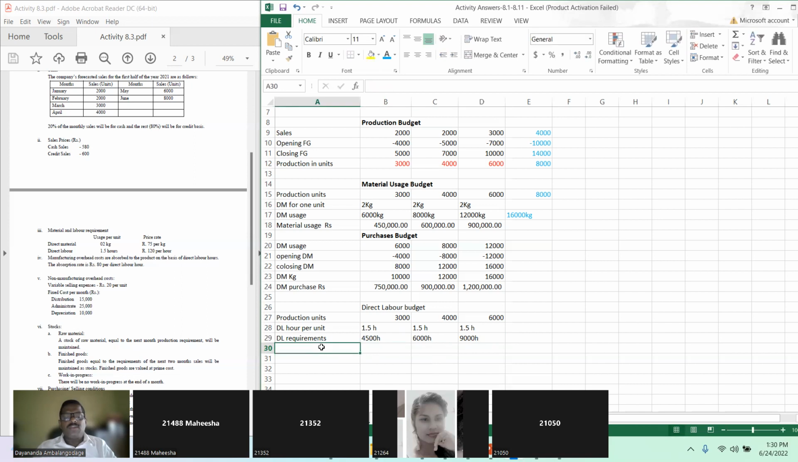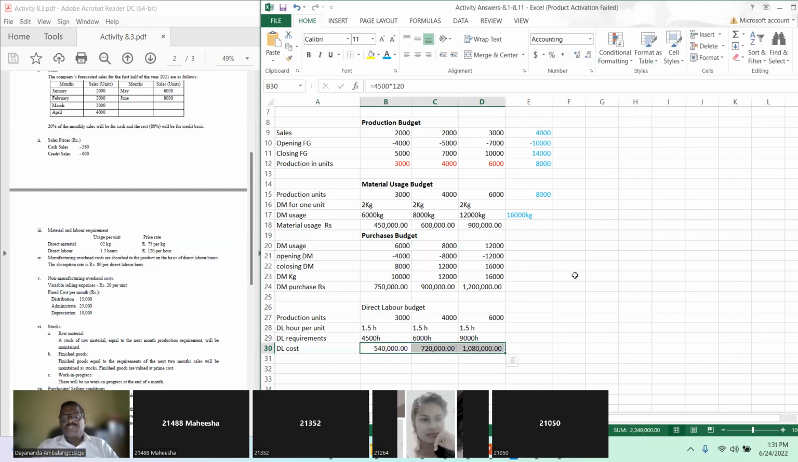So if you know the cost of a direct labor hour, you can calculate the direct labor cost. Direct labor cost would be 4,500 multiplied by 120 rupees. That is the cost of the labor. Here it is, of course, 6,000 multiplied by 120, and here it is 9,000 multiplied by 120. That's the labor cost.